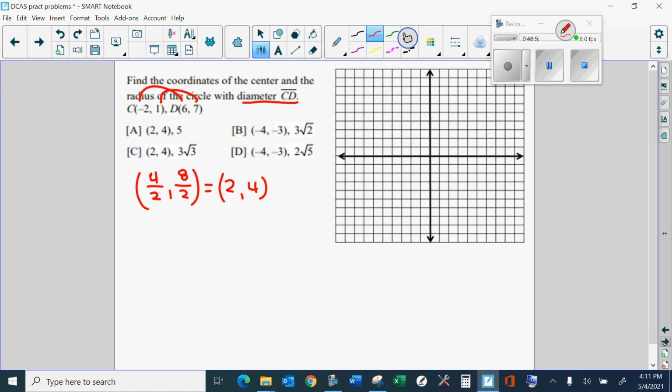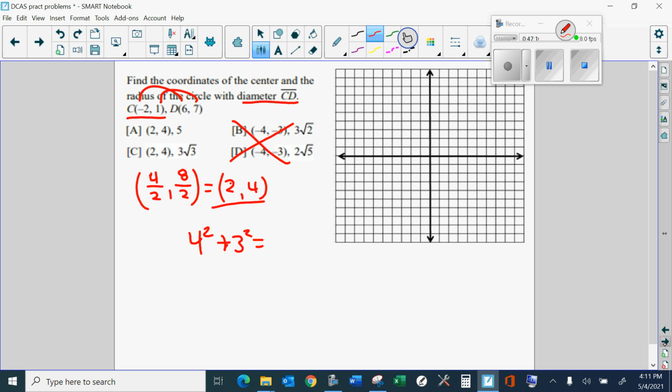Okay, so (2, 4) wipes out those right there, down to these two. And the radius: how far from (2, 4) to either one of these points? I'll go to that one. How far is it from 2 to negative 2 on the number line? 4, so I square it. How far is it from 4 to 1 on the number line? 3, so I square it.